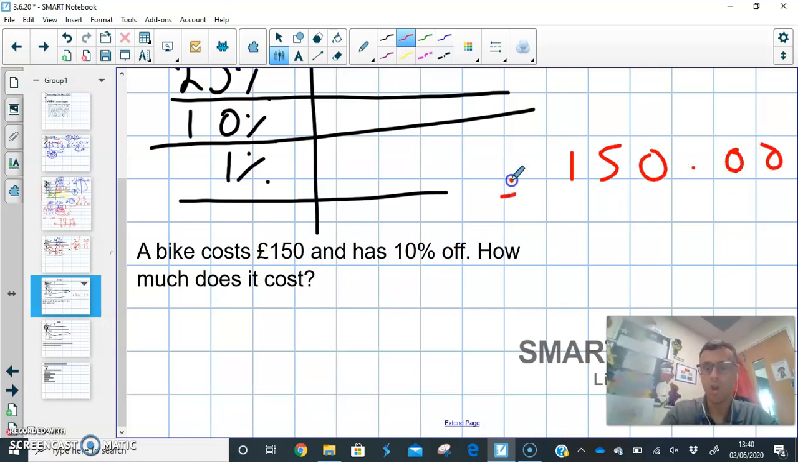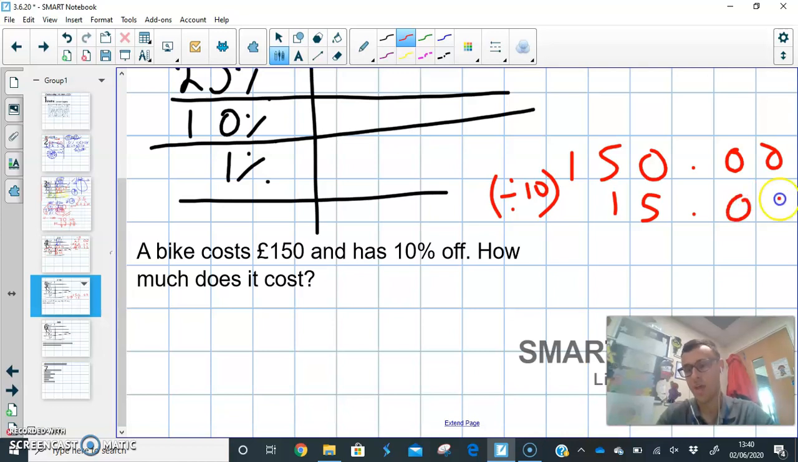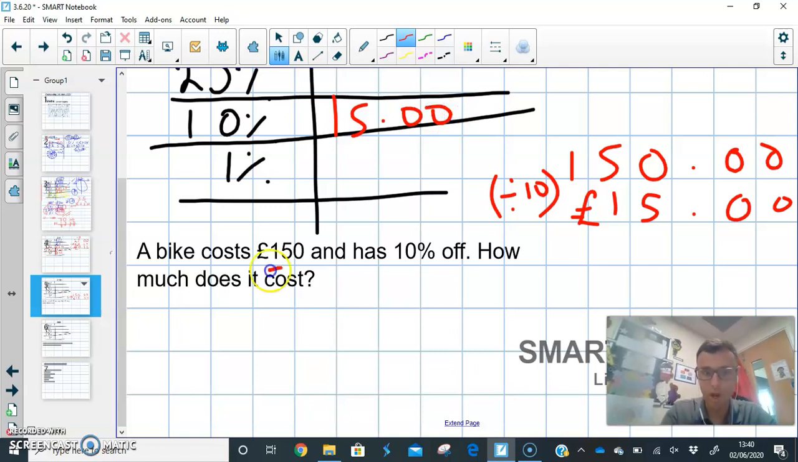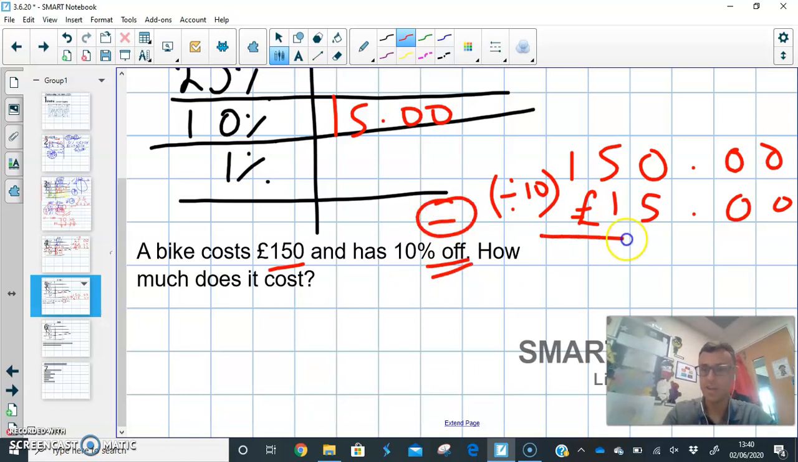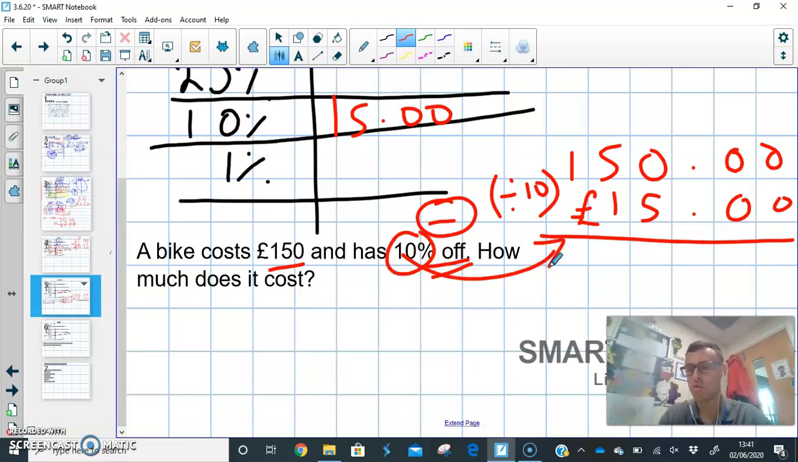150.00, divide it by 10, everything moves 1 place to the right. So my 1 jumps under the 5 jumps under the 0, and obviously that 0 would jump there. So I end up getting £15. So 10% is £15. Now, it doesn't say find 10% of 150, it says 10% off. Off suggesting subtraction. So I then need to subtract my 10%, which in this case is 15, off of 150, my starting number, to work out how much it costs.